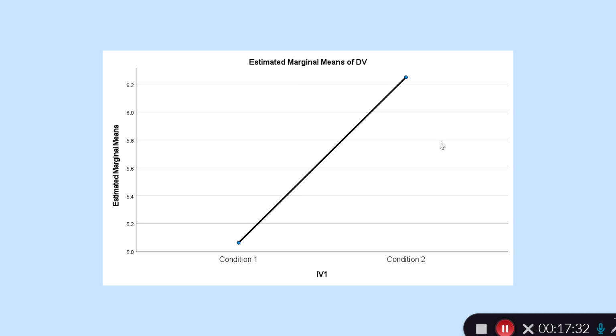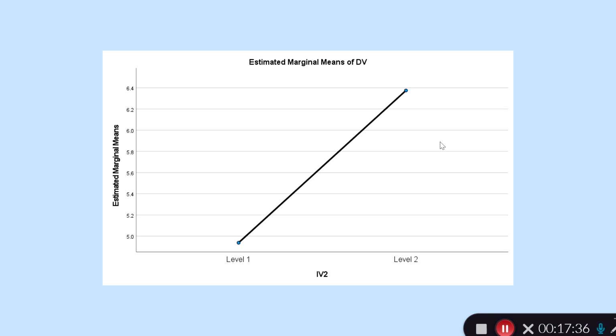Okay, likewise, I'll do that again just so you can see the slide does change. If you look, this is IV2. If you see at the bottom on the x-axis, it's labelled IV2, and I've labelled the two conditions, two levels, level 1 and level 2, just to differentiate it really from IV1, which is called condition 1 and condition 2.